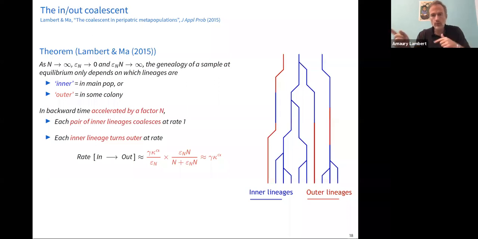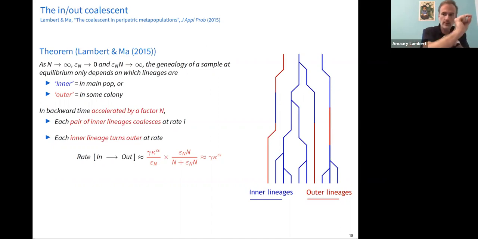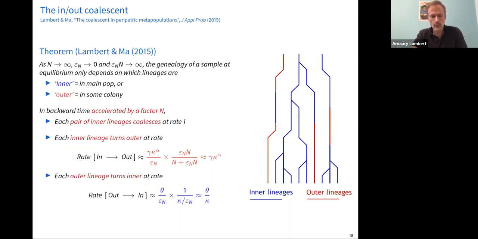And now you can turn from inner to outer at the following rate. So you get from in to out at a rate which is equal to the fusion rate times the probability that at a fusion event, the lineage that you're following is taken in the fusion, and you get a rate which is big O of 1. And the same kind of reasoning for the rate at which you go from out to in is the total fission rate times 1 over the total number of colonies. The fission rate, sorry, here the fission rate is the fission from the main population.